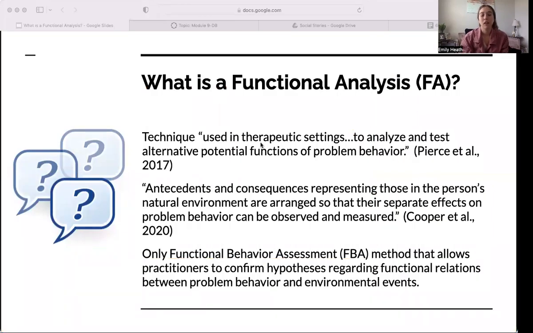So what is a functional analysis, or FA? The functional analysis is a technique used in therapeutic settings to analyze and test alternative potential functions of problem behavior. So antecedents and consequences representing those in the person's natural environment are arranged so that their separate effects on problem behavior can be observed and measured. This is the only functional behavior assessment method that allows practitioners to confirm hypotheses regarding functional relations between problem behavior and environmental events.